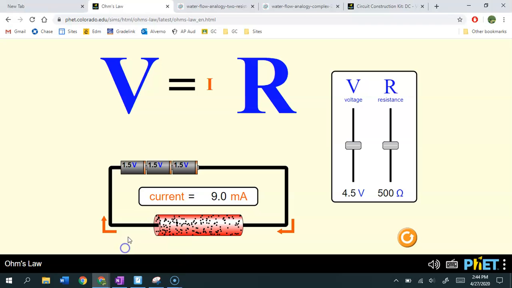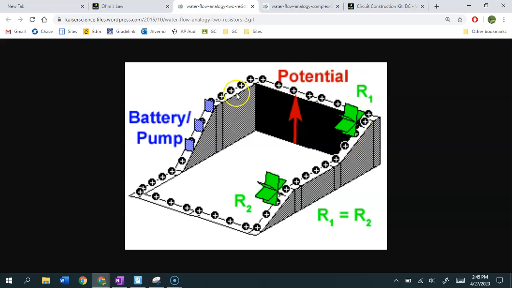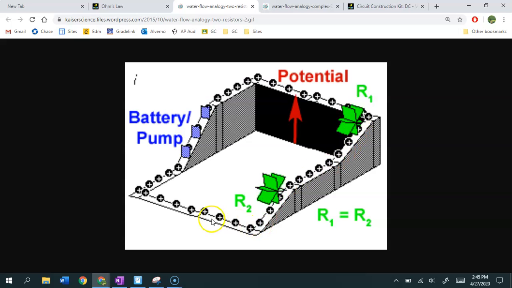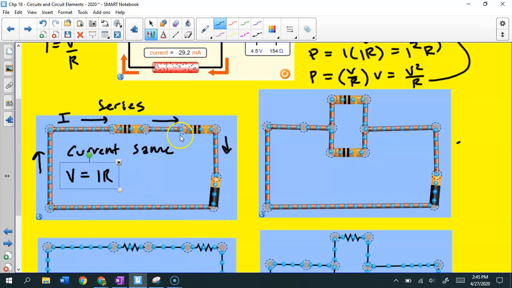But as we talked about in this analogy, there's a potential, right? So think of it as voltage. There's a potential and there's a certain amount of voltage drop that occurs between each one of those resistors. And that can only be calculated by figuring out how much resistance you actually have in the circuit. And I'll be making this for you in a moment. So again, I will explain the same concept to you.